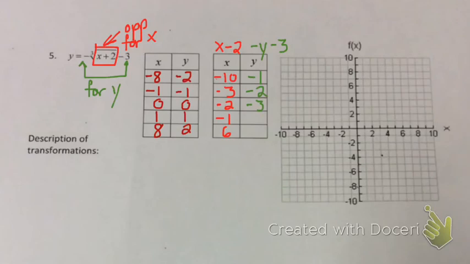1 times negative 1 gives me negative 1. Negative 1 minus 3 gives me negative 4. And negative 1 times 2 gives me negative 2. Minus 3 gives me negative 5.